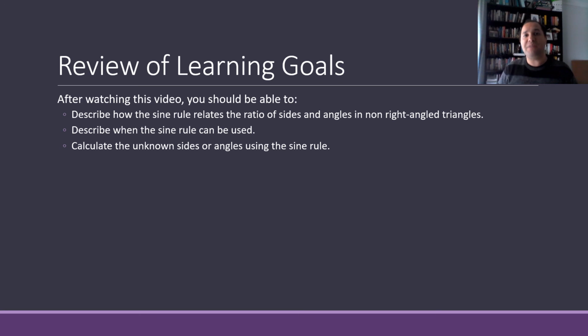Alright, so after watching this video, students, you should understand how the sine rule relates the ratio of sides and angles in a non-right angle triangle. You should be able to recall and describe when the sine rule can be used, which is when we know an angle and the opposite side. And then calculate unknown sides or angles using the sine rule. We covered that in our last two worked examples.